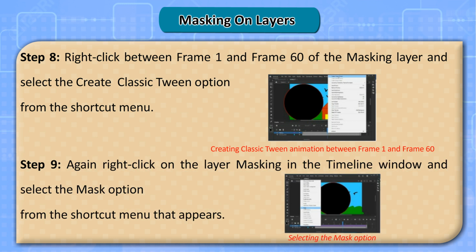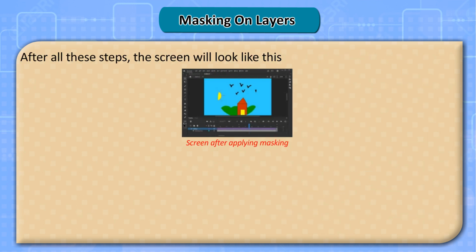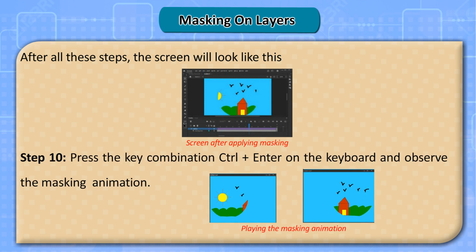Step 9. Again right-click on the layer masking in the timeline window and select the mask option from the shortcut menu that appears. Selecting the mask option. After all these steps, the screen will look like this. Screen after applying masking. Step 10. Press the key combination Ctrl+Enter on the keyboard and observe the masking animation. Playing the masking animation.